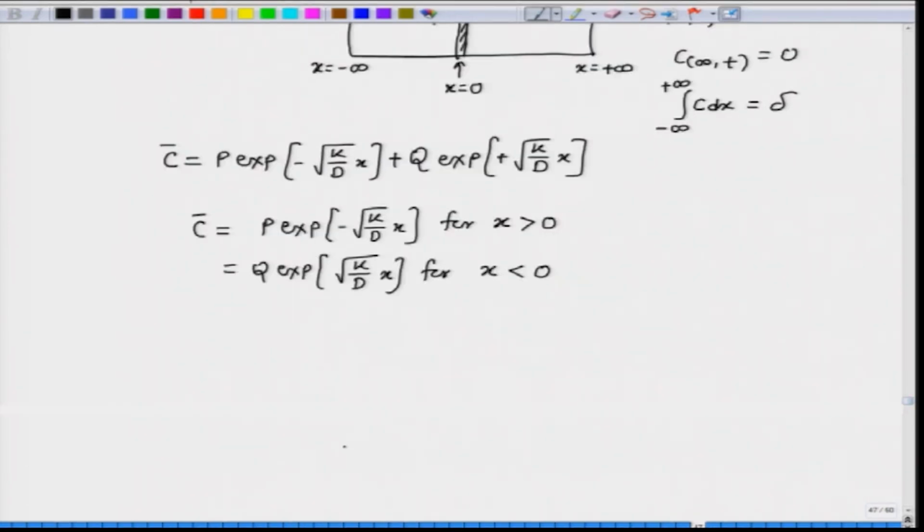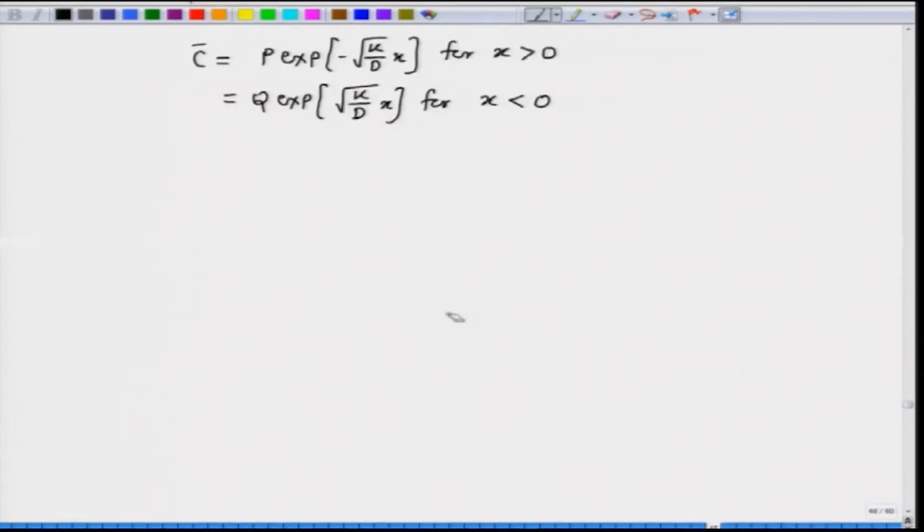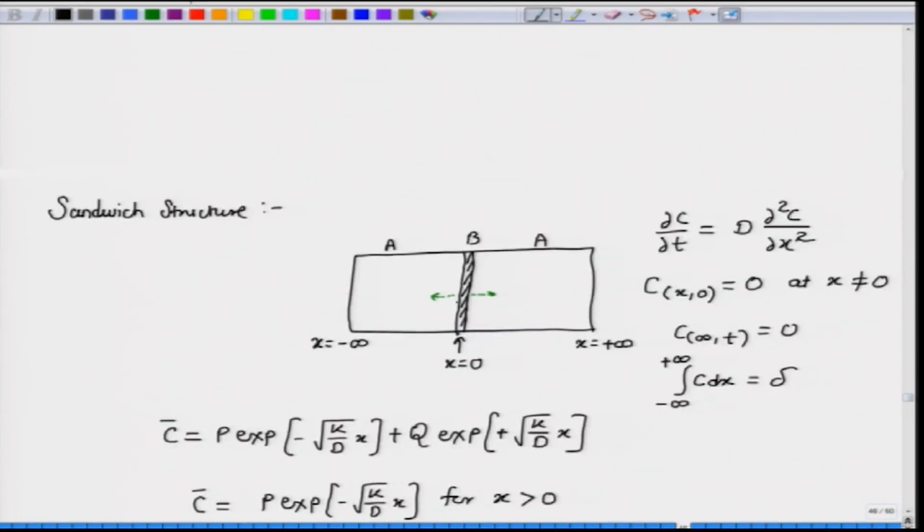Now, we need to find these constants p and q. We will use our second boundary condition, which is integral minus infinity to plus infinity c dx should be equal to delta. If we look at our system, on both sides we have pure A and the diffusivity is constant, it is a unidirectional diffusion, which means the solution will be symmetric about x equal to 0, right.